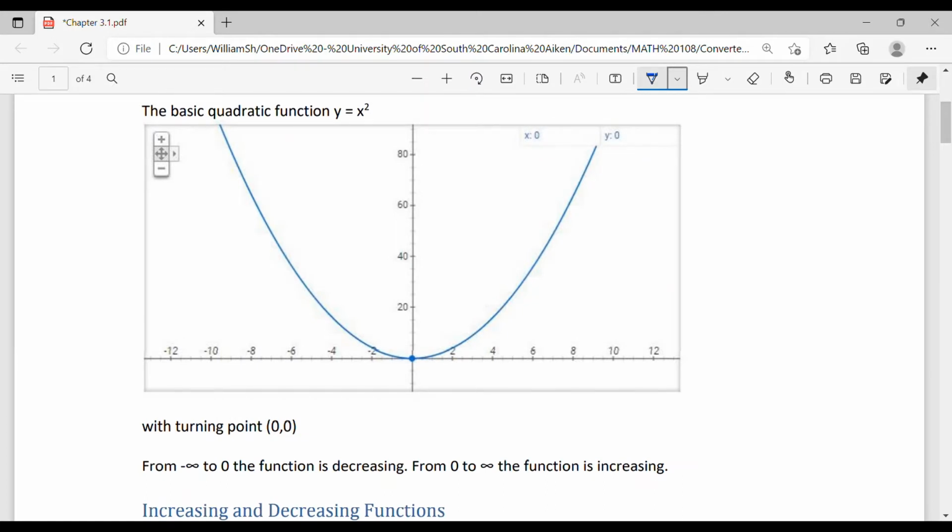It has a turning point of 0, 0, which is your vertex, and from negative infinity to 0, as we work this way, we can tell that this function is decreasing. And then from 0 to positive infinity, we can tell the function is increasing. I feel like that's pretty basic. Decreasing is going down, increasing is going up.